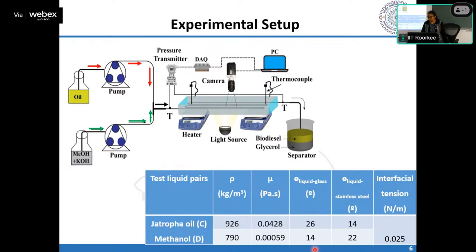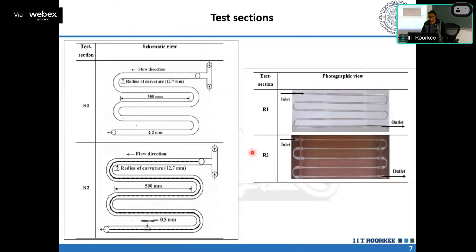the liquid-glass contact angle is given. Now in another column I have mentioned the liquid-stainless steel contact angle. Why this is mentioned, we will show you now. So this is our first setup. The total length of this serpentine channel is around 2.66 meters, and each turn is 500 millimeters. The diameter is typically 2 mm, and it forms a curvature ratio of 12.7.